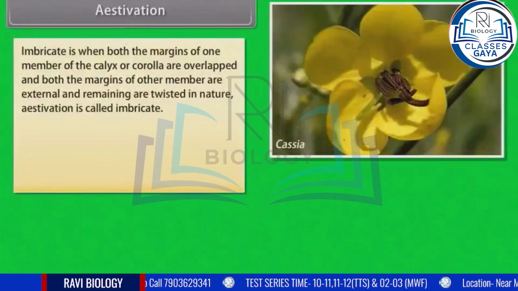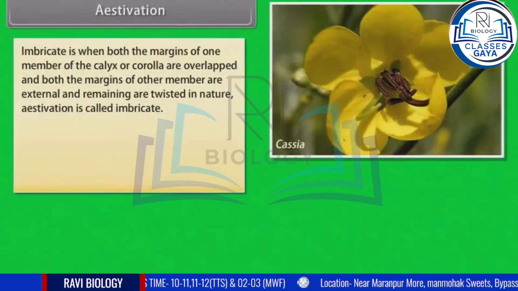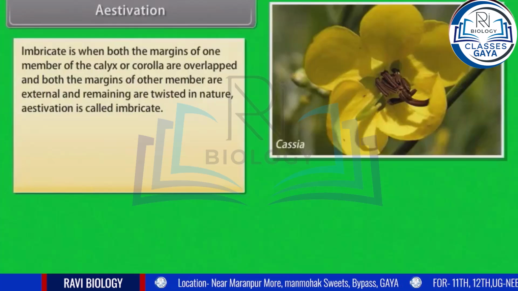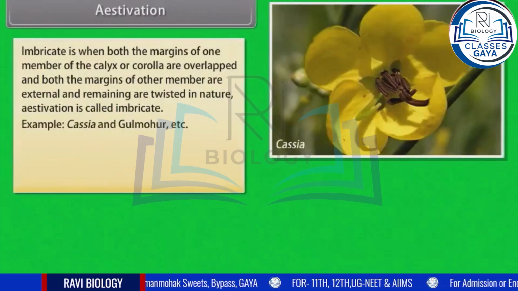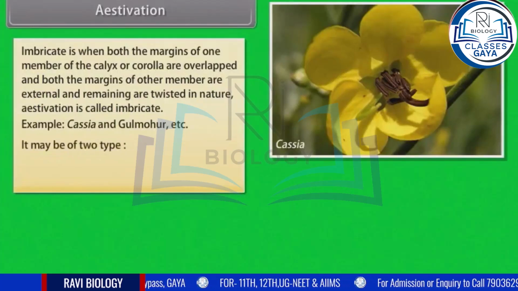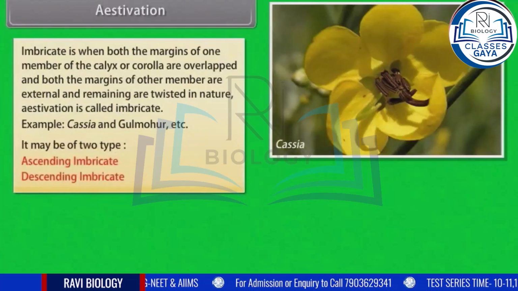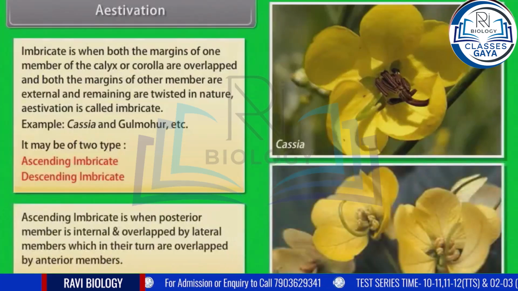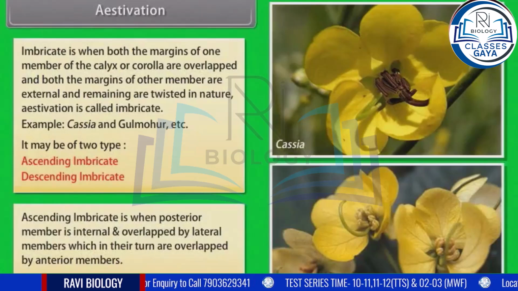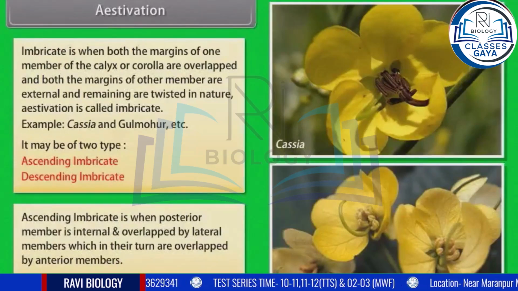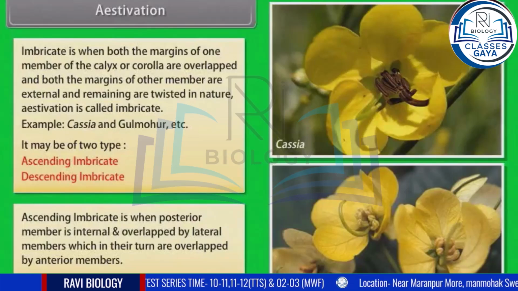Imbricate is when both the margins of one member of calyx or corolla are overlapped and both the margins of another member are external and the remaining are twisted in nature. Estivation is called imbricate. Example, cassia, gulmohar, etc. It may be of 2 types: ascending imbricate, descending imbricate. Ascending imbricate is when the posterior member is internal and overlapped by lateral members, which in their turn are overlapped by anterior members. Example, Cassia sophera.